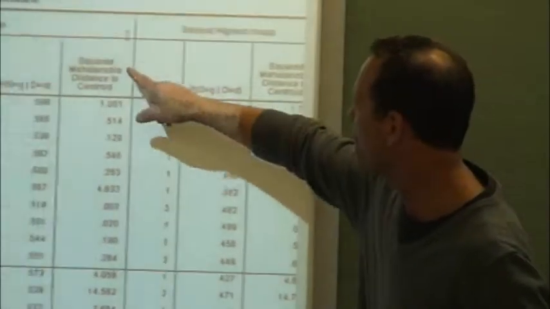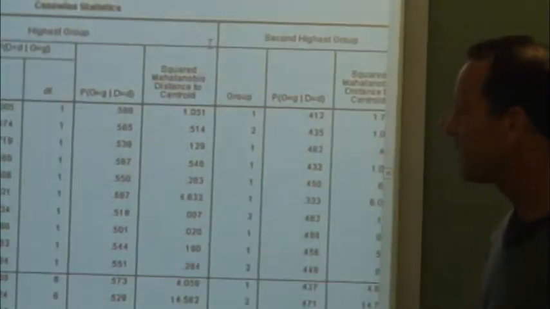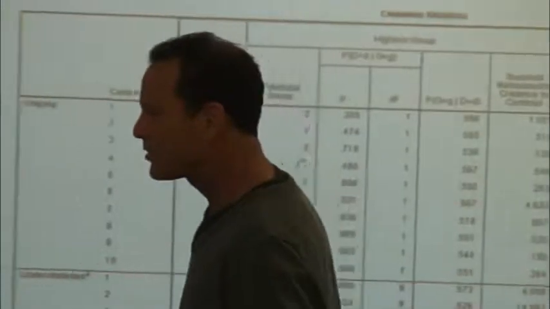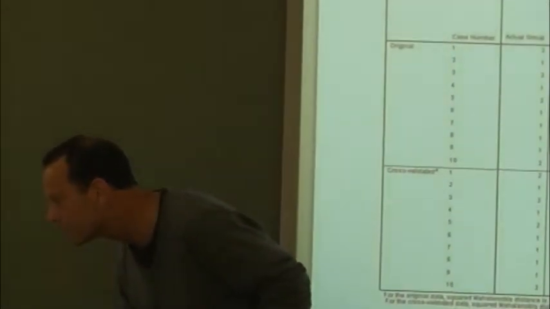And look, you get a Mahalanobis distance to the centroid. And soon you're going to learn what this cross-validated means. There's one of those Mahalanobis distances that really stands out, the 4.633. Okay, what is that? It's a misclassified, a mismatch. Yeah, it sure is.